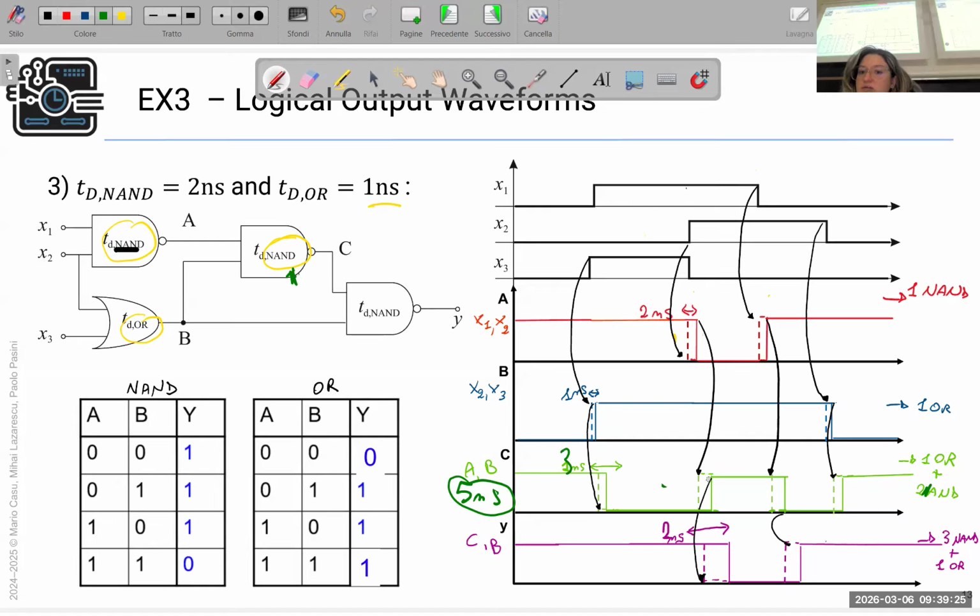In this case, the transition is given by A, no? Because B still remains 1. So we have 2 nanoseconds plus the delay of C, right? And it's 4. Here, tell me, which is the delay? 4. Okay? In the last case? Okay, 3.